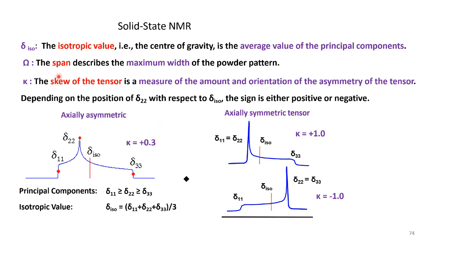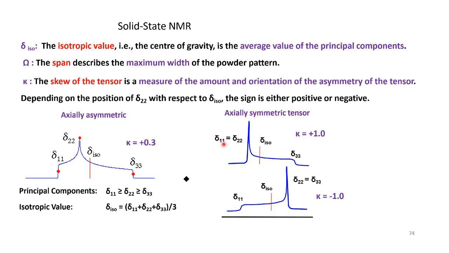So for the isotropic value, this is at the center of gravity of the components. Here we know that delta 1 1 is greater than delta 2 2, which is greater than delta 3 3. So the isotropic peak will come over here, and the difference between delta 2 2 and delta isotropic is the skew of the tensor. This is represented by K. So K is the skew of the tensor. In this case, it is 0.3, that is plus 0.3. For an axially symmetric tensor, it is in this case.